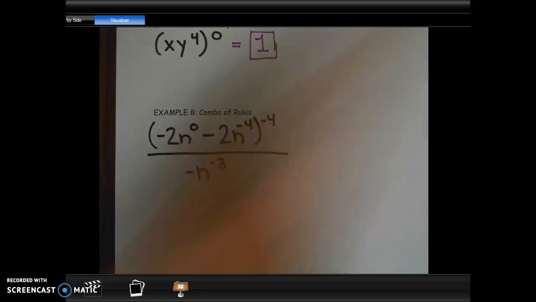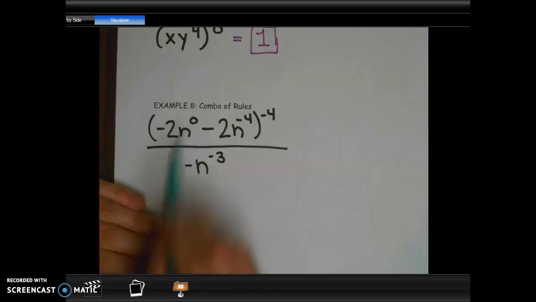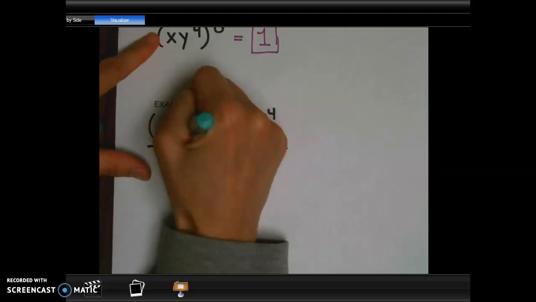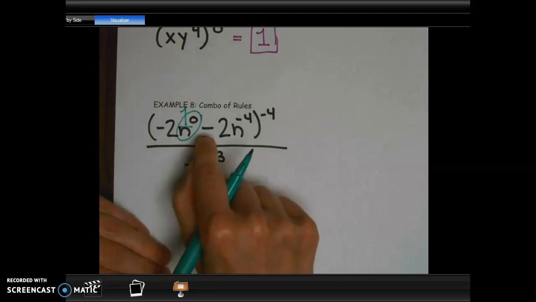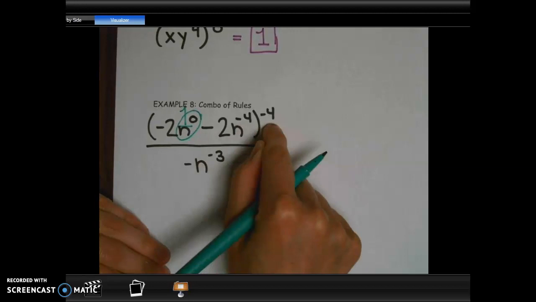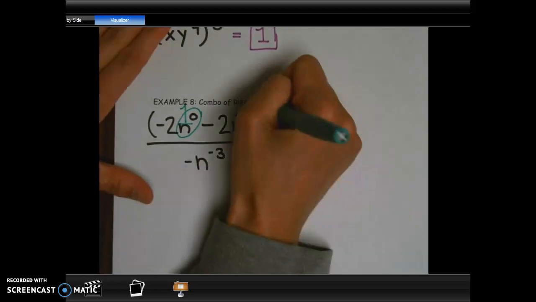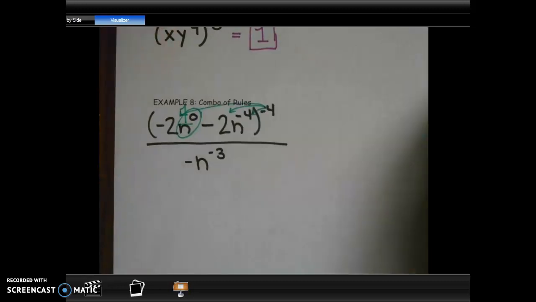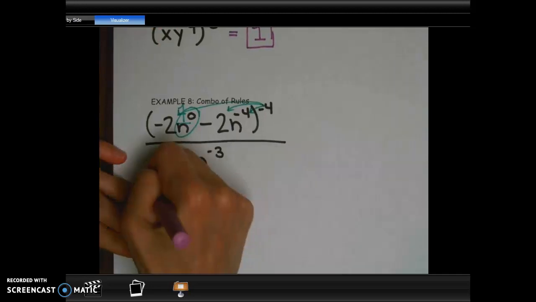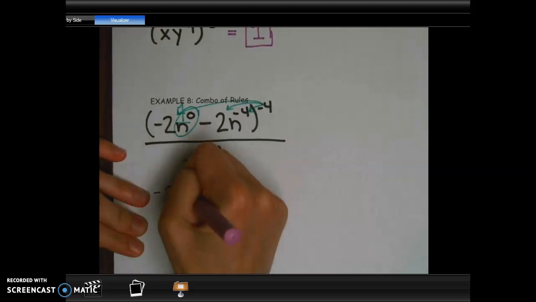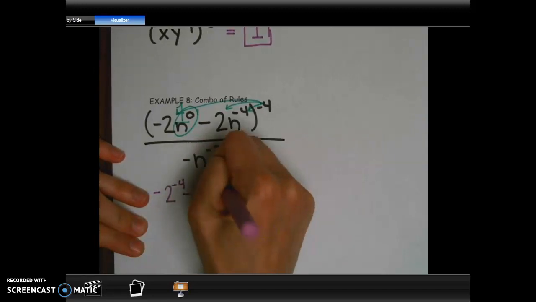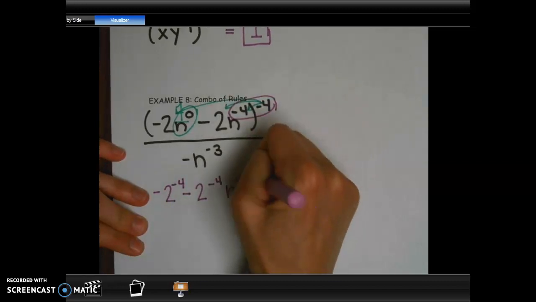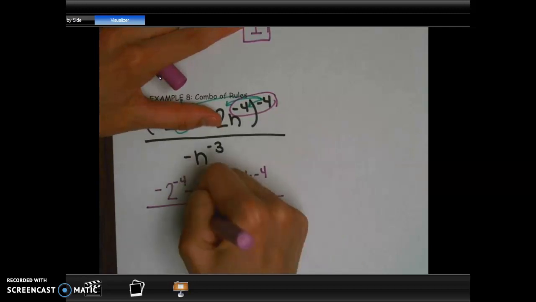All right, so what we have going on in here is negative 2 n to the 0. So the first thing I notice, if there's an n to the 0, that means this is turning into a 1. So it doesn't matter anymore. So then we have negative 2 n to the negative 4th, all raised to that negative 4. So what I'm going to do is move this power to everything. So what that gives me now is negative 2 to the negative 4th, negative 2 to the negative 4th in power to a power, negative 4 times negative 4, all over negative 3 to the negative 3.